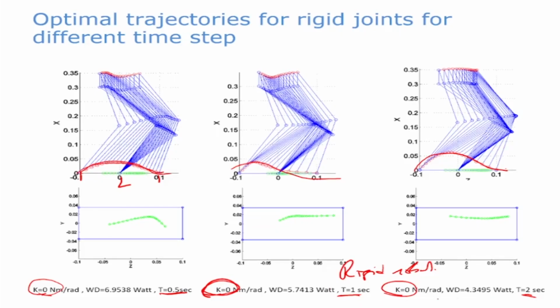In this case, k is equal to 0, but for different time steps. It means that it goes from here to here in 1 second, or 0.5 second, 1 second, t second. In all cases, k is equal to 0. That means it's a rigid case. These are the different trajectories. So what you see is that the trajectory depends on the time also.